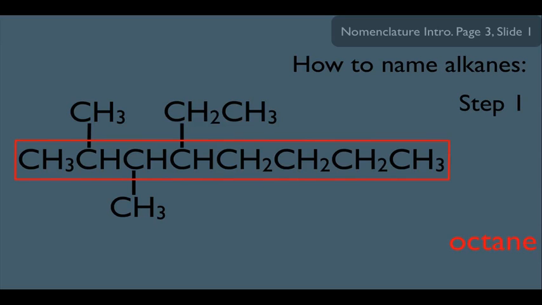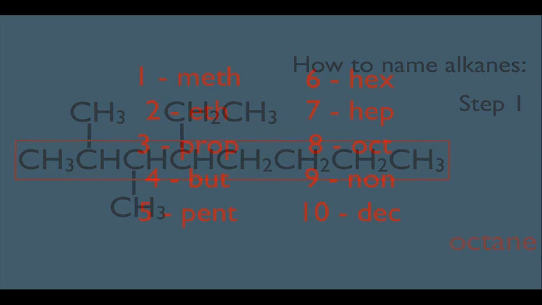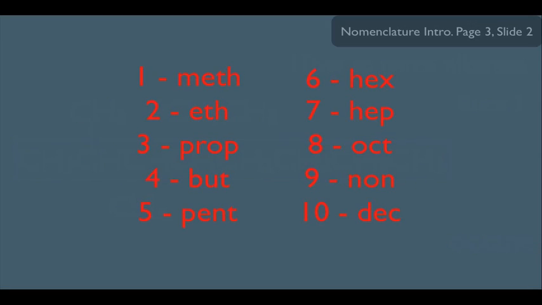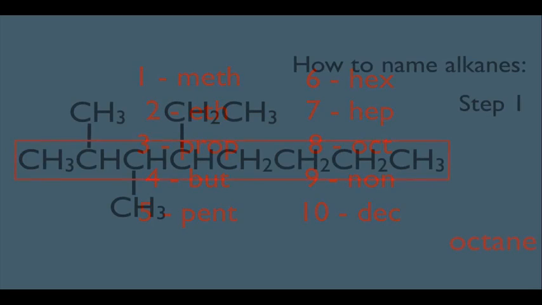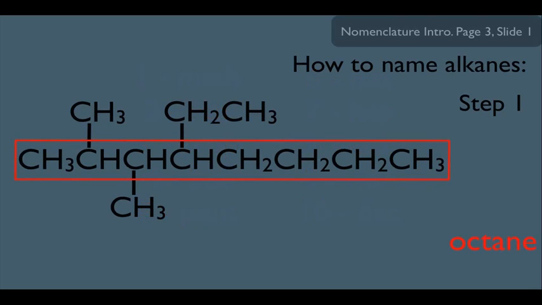The ANE ending is reminding us that this molecule is an alkane, and the OCT part comes from the number of carbons. In fact, we should memorize this chart right here. 1 means meth, 2 means eth, 3 means prop, 4 means but, 5 pent, 6 hex, 7 hept, 8 oct, 9 non, and 10 dec. So, going back to our example here, that's the parent name of the molecule.